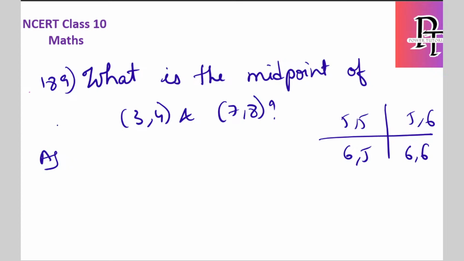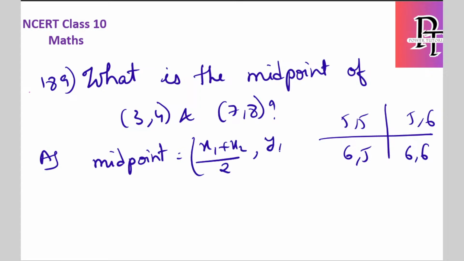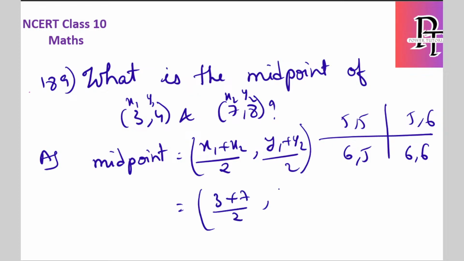Okay, so let's solve it. The midpoint of any two points, the formula is x1 plus x2 by 2 comma y1 plus y2 by 2. Here these are x1, y1 and x2, y2. So x1 plus x2, that is 3 plus 7 by 2 comma 4 plus 8 by 2. What is 3 plus 7? 10. 10 by 2 is 5. 4 plus 8 is 12. 12 by 2 is 6. So the answer is 5, 6.